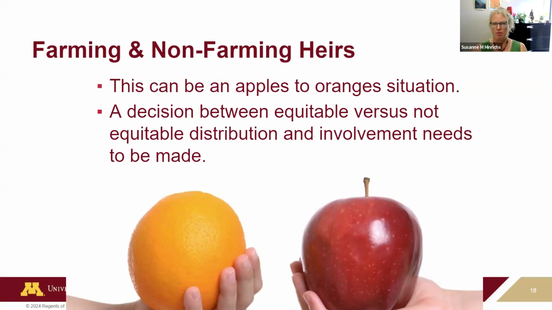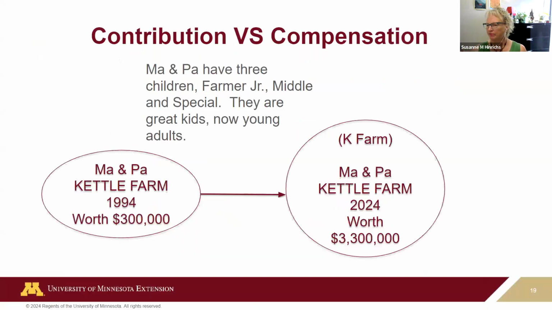So if you think about, maybe you have 3 children, one is farming with you and 2 aren't. How do you deal with that? So we have a case study here that we want to kind of walk through to help you think about and give you some ideas on this. So bear with us as we have the Kettle Farm as an example. So we have Ma and Pa Kettle. It's kind of funny names, but it gets a really great example on how to think about treating people fairly versus equally in a farm transition situation.